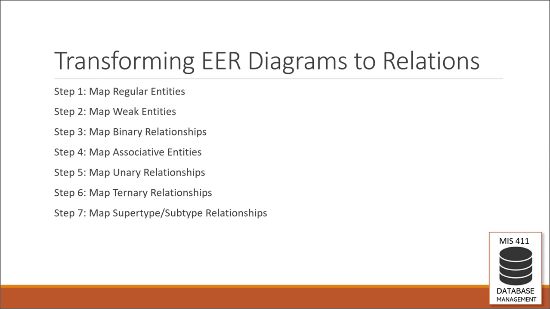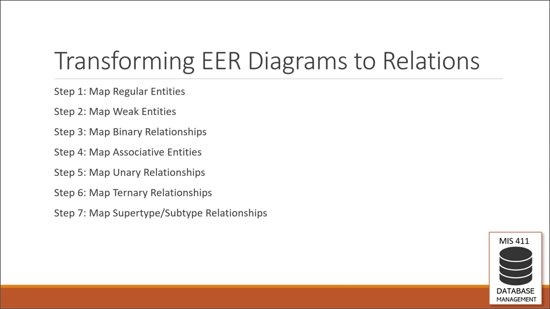And so the steps are, step 1, we're going to map regular entities. And by regular, I just mean entities. We could also look at those as just strong entities that don't have any other characteristics that make them different than sort of the normal baseline entity. Then we're going to map weak entities.